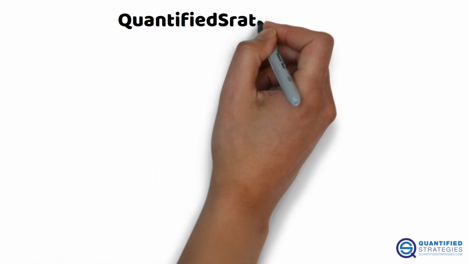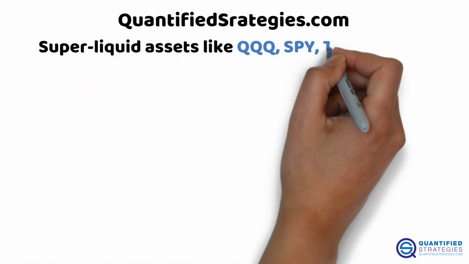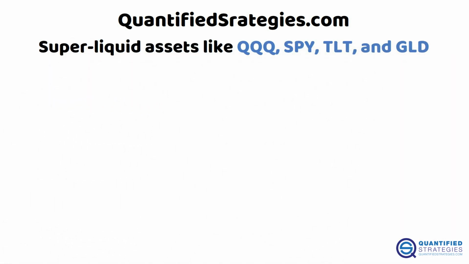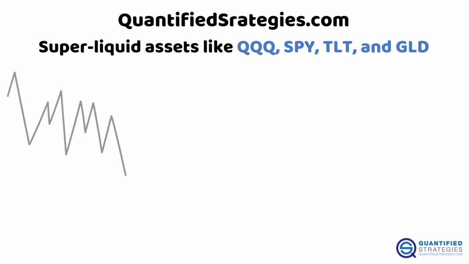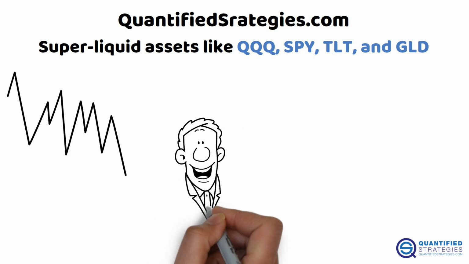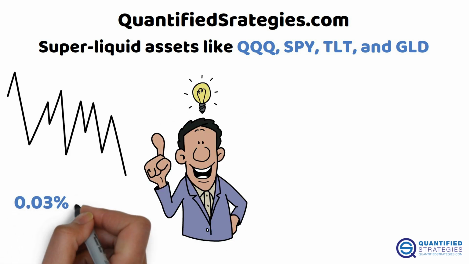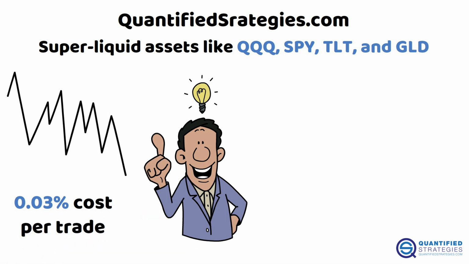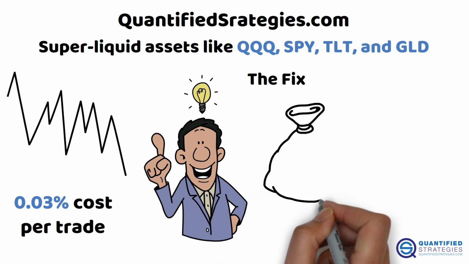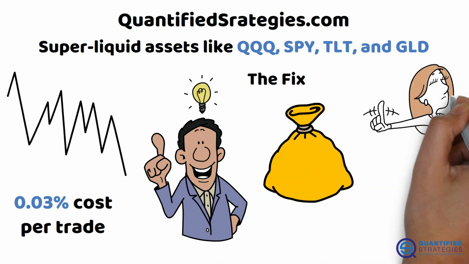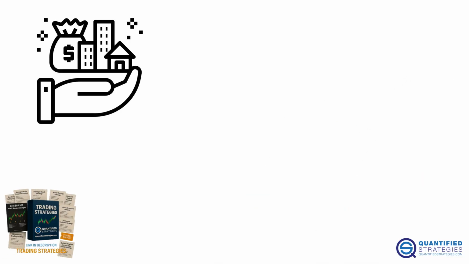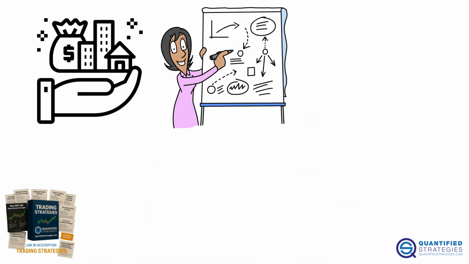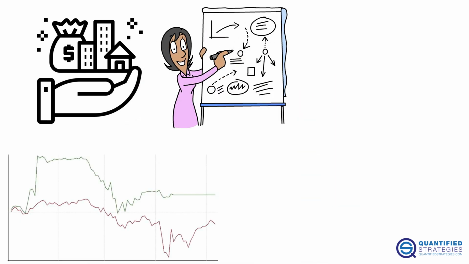At quantifiedstrategies.com, we stick to super liquid assets like QQQ, SPY, and GLD because they're less prone to slippage. And based on our experience, a 0.03% cost per trade is a good baseline for realistic testing. The fix: add realistic costs, not arbitrary ones. Costs differ across assets and strategy types. For example, breakout strategies often have higher slippage than mean reversion.